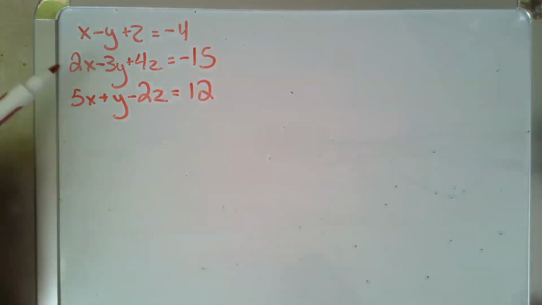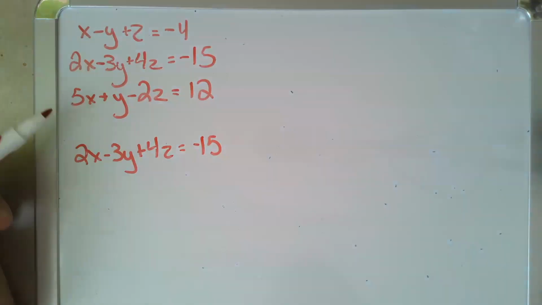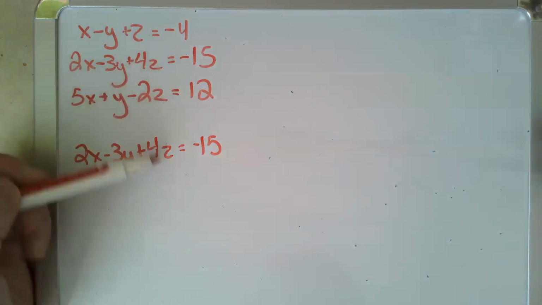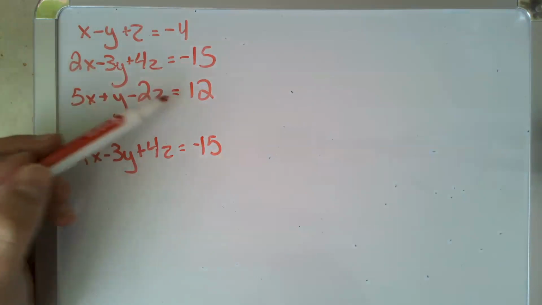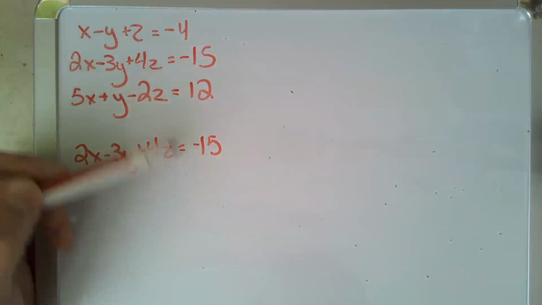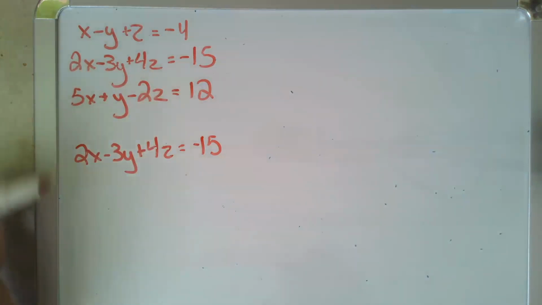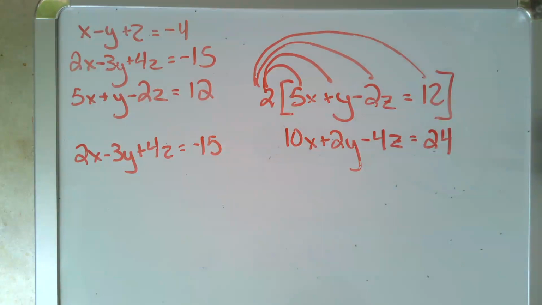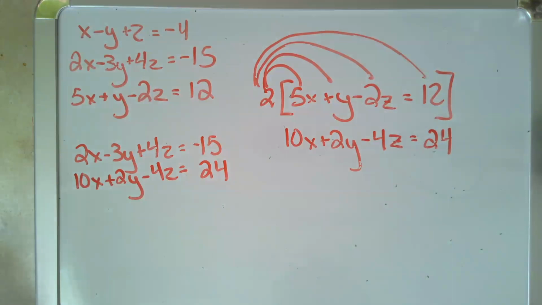So my first thing is I'm going to take this equation and rewrite it down here. And then I'm going to take this equation. My goal now is I want to eliminate my z's. So if I multiply the whole equation by 2, I'm going to get negative 4z. When I add those together, it will disappear. So I'm going to take this and multiply by 2, and I'm multiplying the whole thing. And I'm going to put that right below my other equation. And I'm going to add these two together.